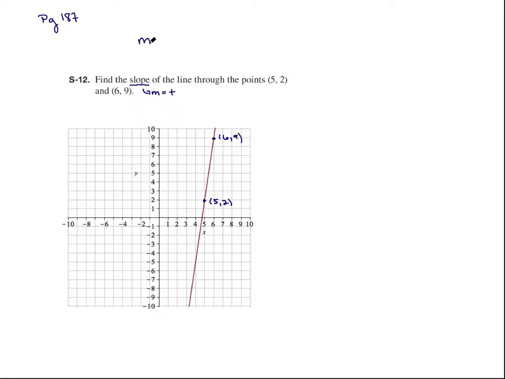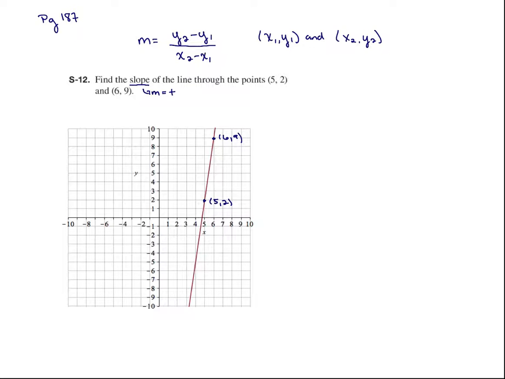Recall that the formula for calculating the slope between 2 points is the same formula that we used in chapter 1 to calculate the average rate of change. And that formula is y sub 2 minus y sub 1 divided by x sub 2 minus x sub 1, where (x sub 1, y sub 1) is a point on the line, and (x sub 2, y sub 2) is another point on the same line.